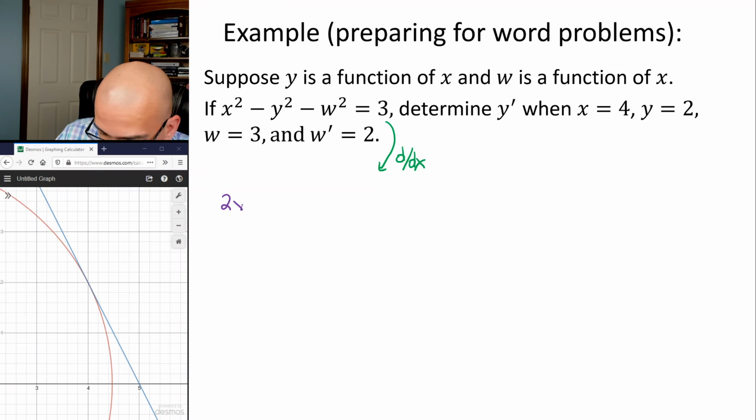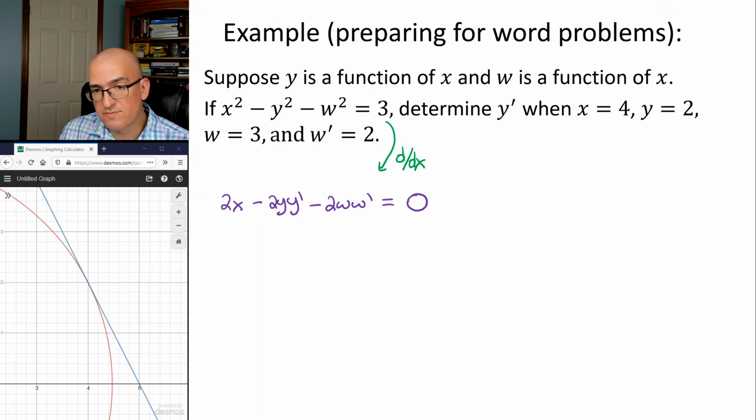X is a variable, so the derivative of x squared is 2x. Y is a function, so the derivative of y squared is 2y to the 1 times y prime. W is a function, so the derivative of w squared is 2w to the 1 times w prime. And then 3 is a constant, its derivative is 0.